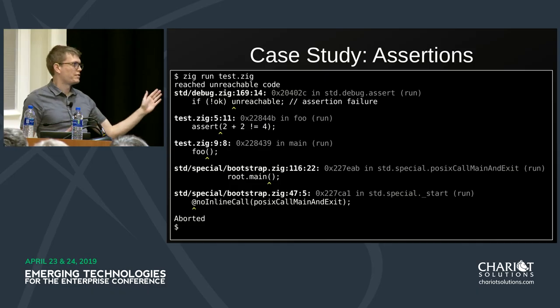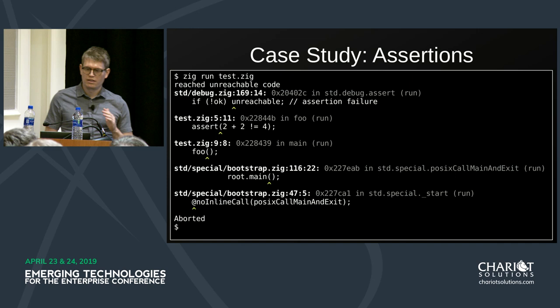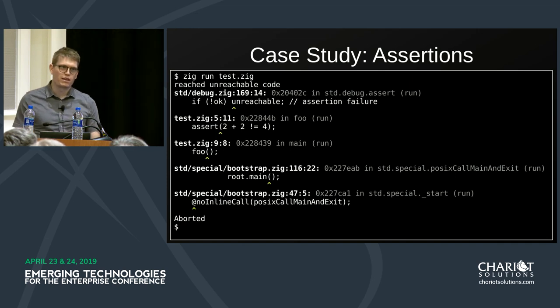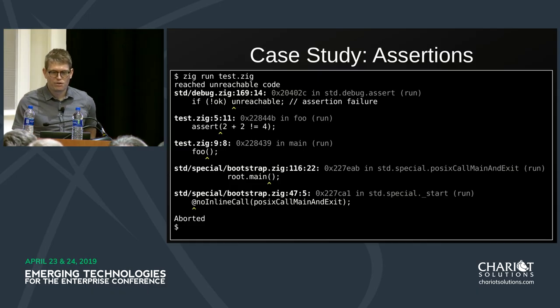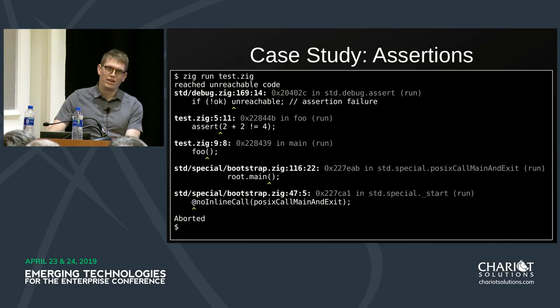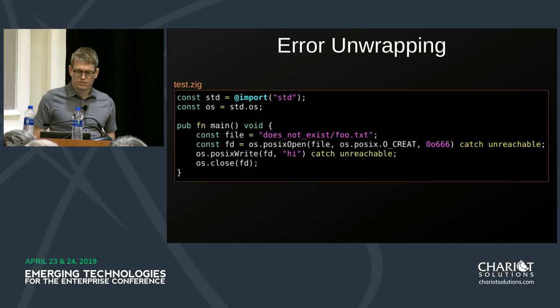There's an important reason that this is on by default and it works this way. It's that one of my strategies for making Zig programmers write high quality code is to make handling errors fun, right? If it's just kind of fun to write correct software, then people are going to do it more. And so I want to show you a particularly fun interaction that happens when you have an error unwrapping that fails. So here is an example.